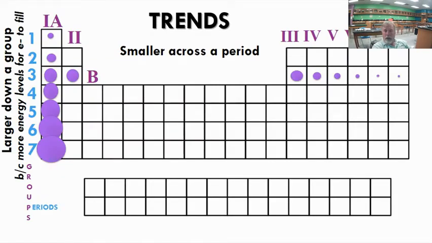So I also want you to put that little piece of note on the back of your blank periodic table. Underneath where it says smaller across a period, I want you to put because the nucleus pulls harder on the electrons. You have more protons, more positive charges, so it's going to pull harder on those electrons.